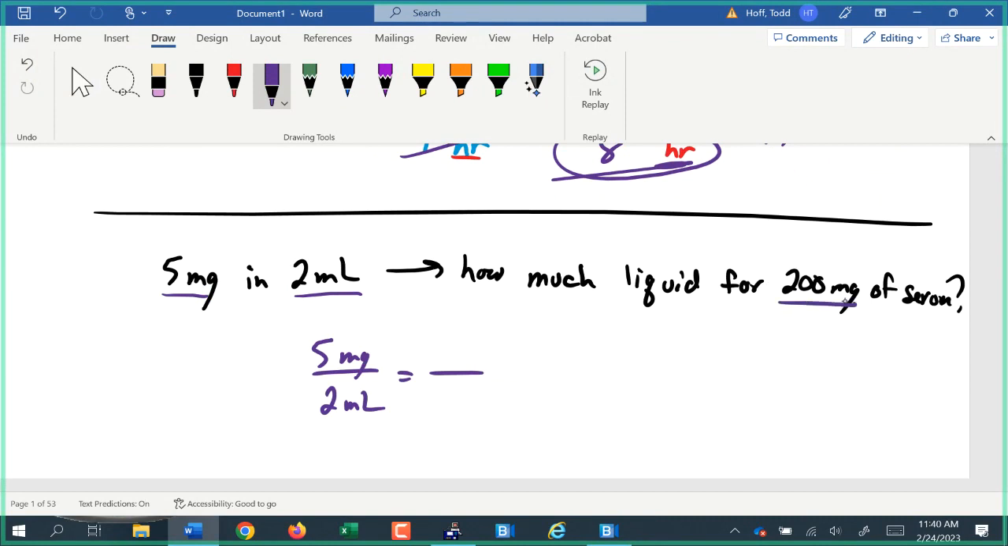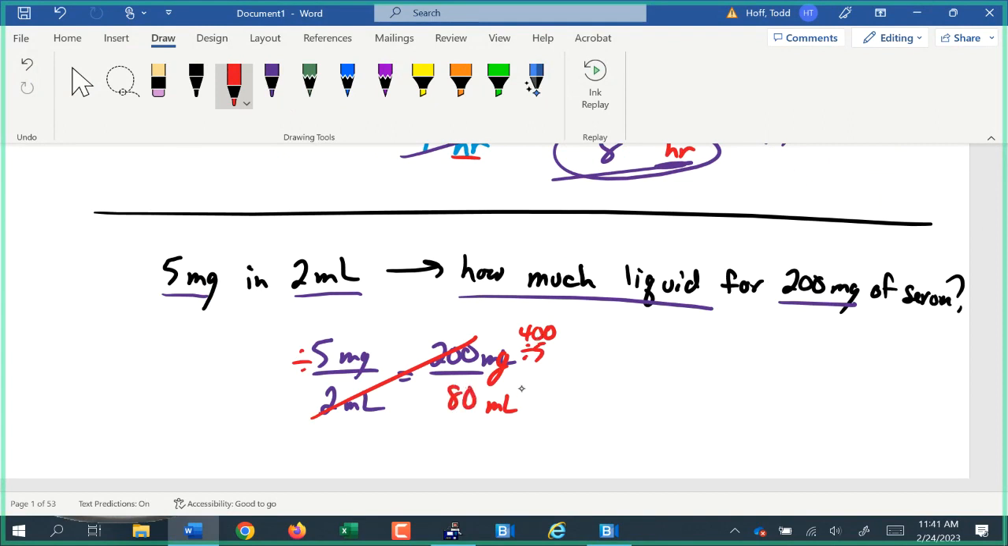And over here we have 200 milligrams. That has to go on top. We want to know how much liquid. We'll cross multiply and divide. 2 times 200 is 400. This is milligrams times milliliters, divided by the 5 milligrams. So that would give us milliliters here. 400 divided by 5 is going to be 80 milliliters. So that would be mixed into 80 milliliters.